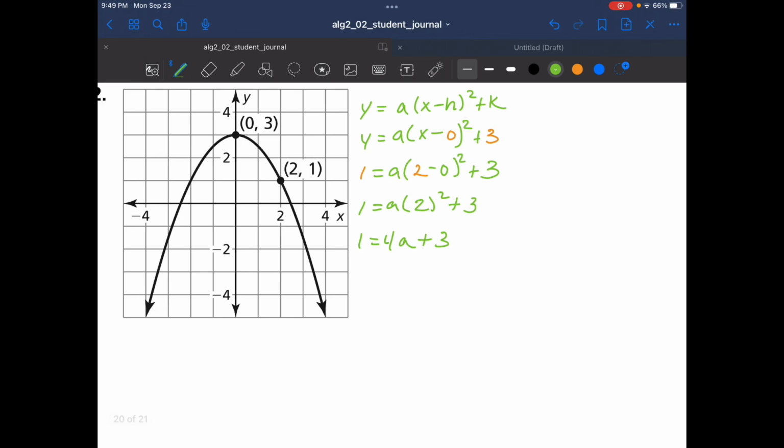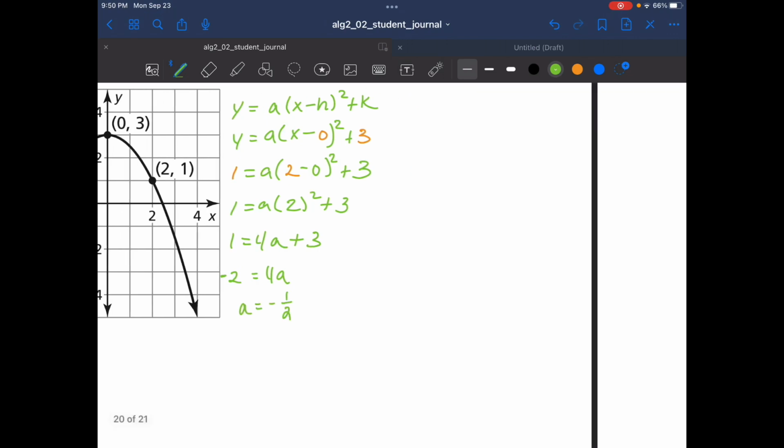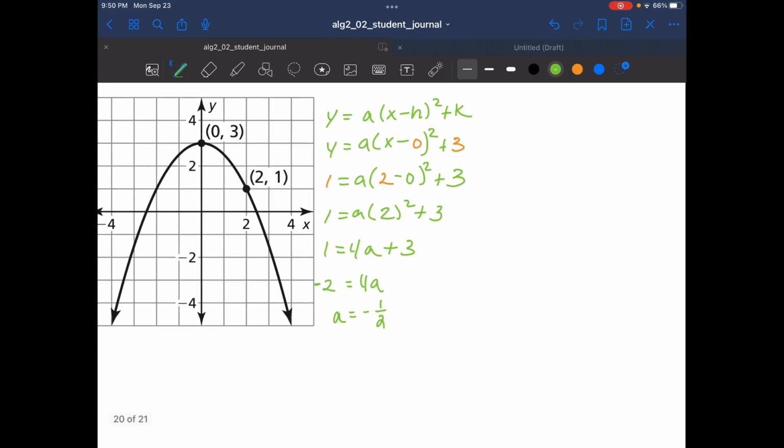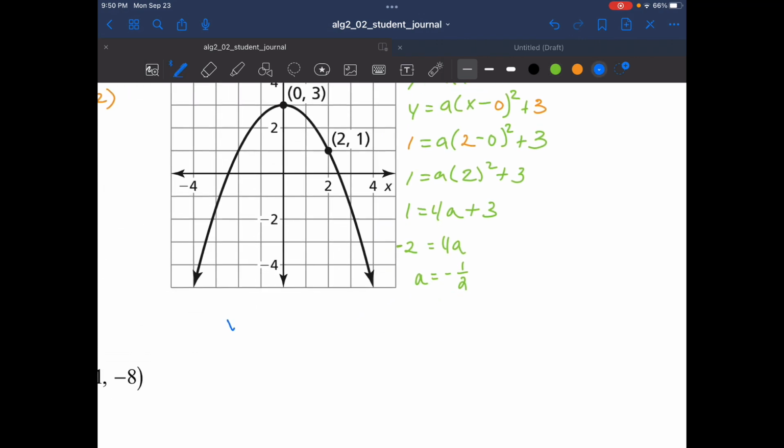That's crazy. I'm going to go ahead and subtract, so I get 2 equals 4a, negative 2. Okay. And then I'm going to get a equals negative 1/2 when I simplify. There we go. Now things are coming back together. I'm going to plug this in.